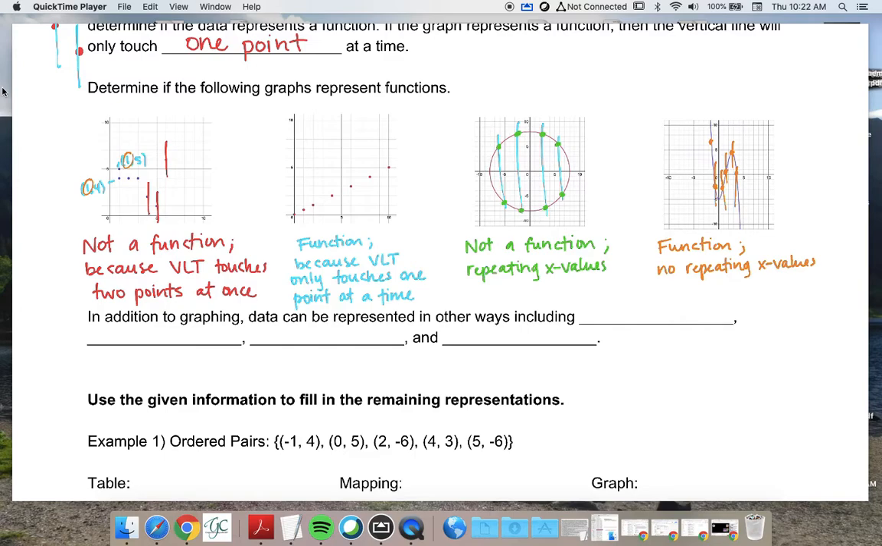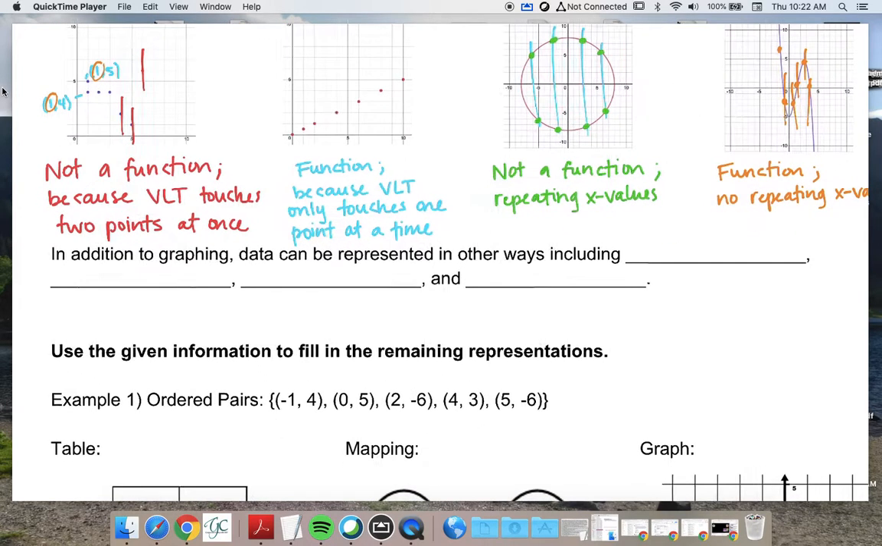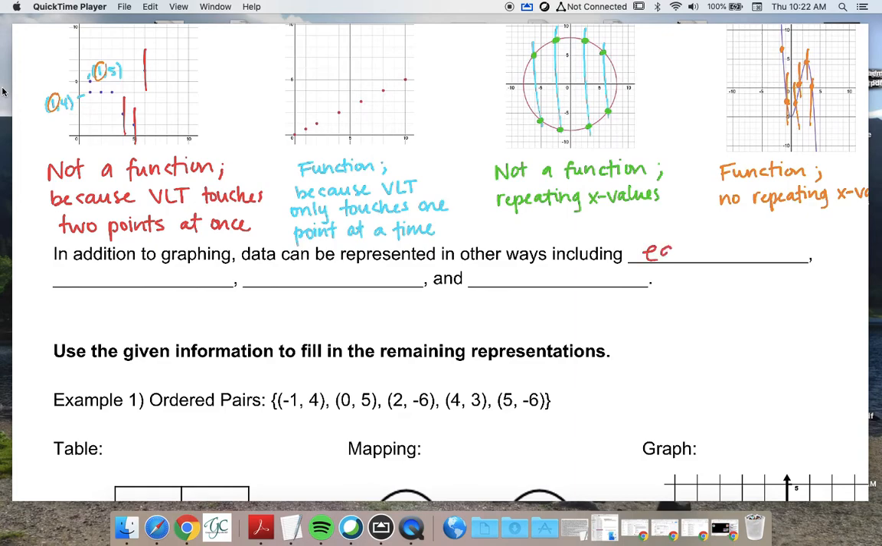So a graph is just one way to represent a function or a set of data. There are 4 other ways we can represent data. One way being an equation. We're probably familiar with that connection between an equation and a graph, so that's probably pretty obvious. Then we have ordered pairs, which we know are all the points that are on a graph. And then we could have a table, which is just an organization of a bunch of ordered pairs.